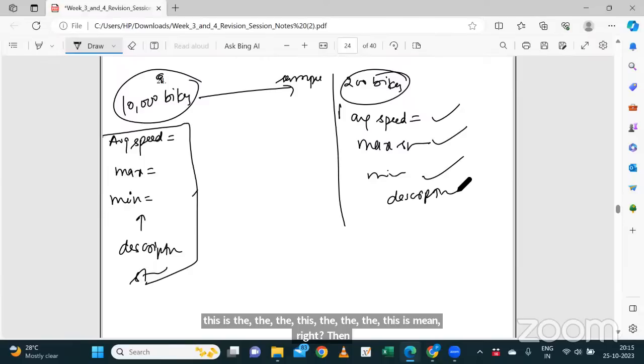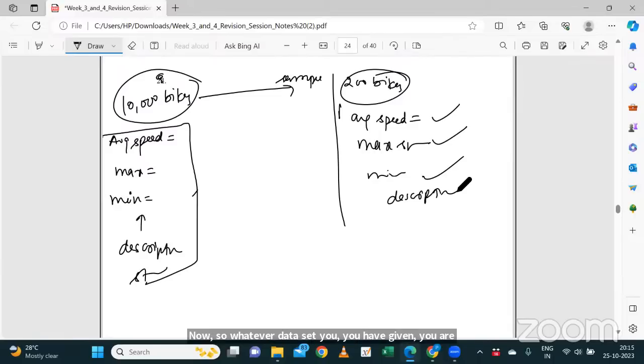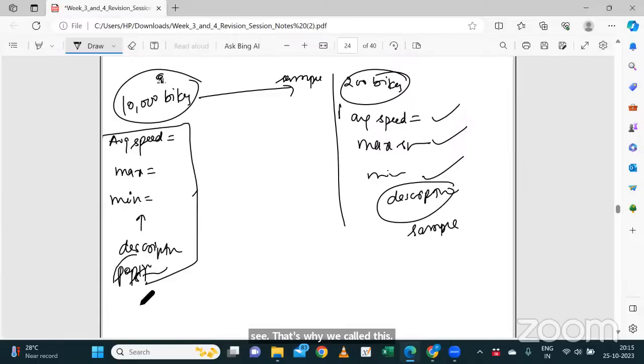Yes, sir, it's descriptive. Clear? So whatever data set you have been given, if you are summarizing the main points of that data set, you are describing it, and that comes under descriptive statistics. That's why we say descriptive statistics can be performed on a sample data set as well as a population data set. If I consider these 10,000 bikes as a population, right?